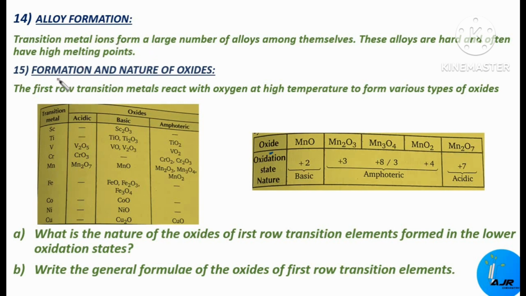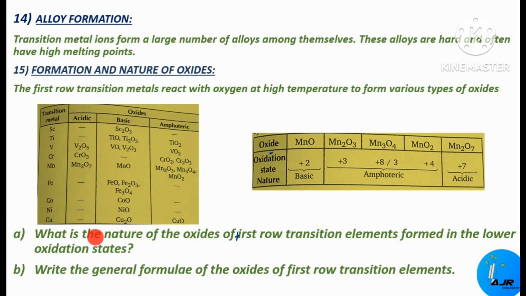Understood? The next one is the formation and nature of oxides. The first row transition metals react with oxygen at high temperature to form various types of oxides. Here I have given examples. I have given the first row transition elements, and these are the different types of oxides formed by these elements. Under this category we have three types of oxides: acidic, basic, and amphoteric.